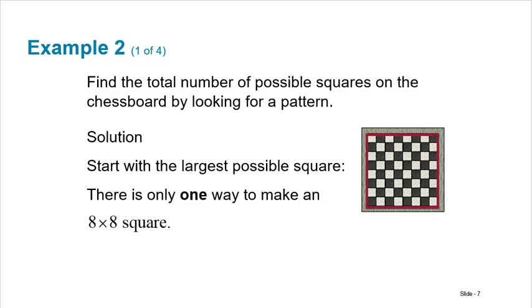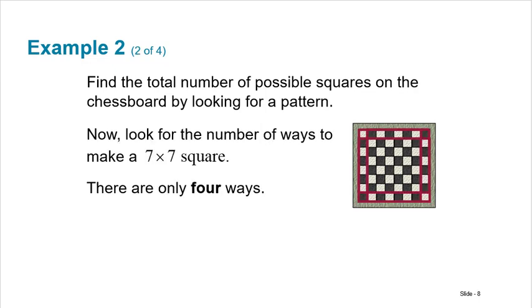Find the total possible number of squares on the chessboard by looking for a pattern. So start with the largest possible square. There's only one way to make an 8 by 8 square, and that's by looking at all of them. And then what's the next one? Well, 7 by 7. You have to figure out how many ways you can do that. And it says there's only 4 ways to make a 7 by 7. 1, 2, 3, 4. Yep, 4 ways.